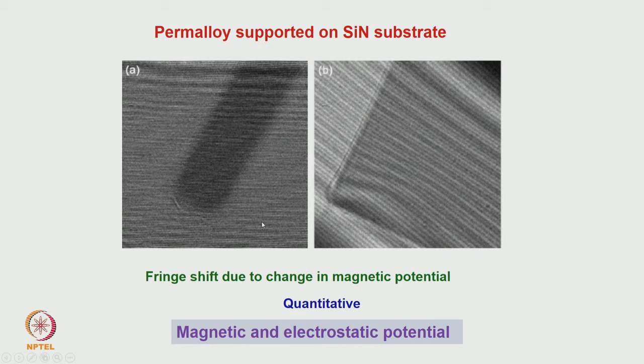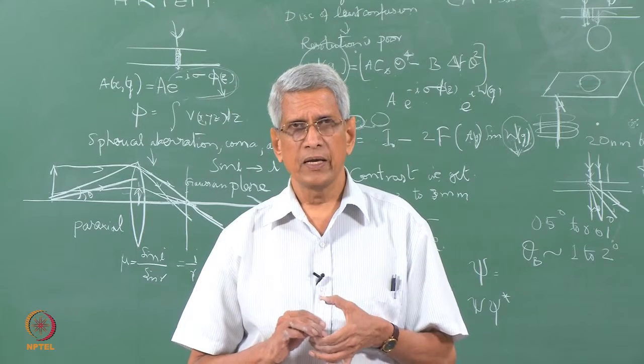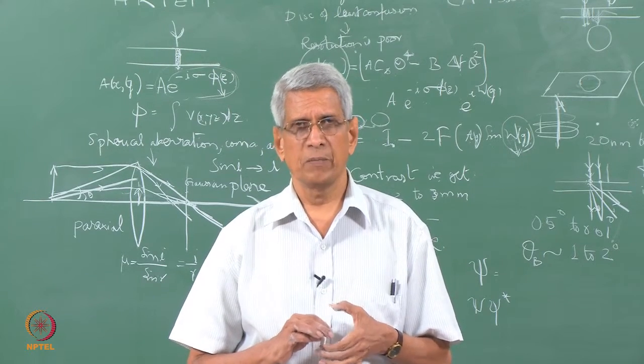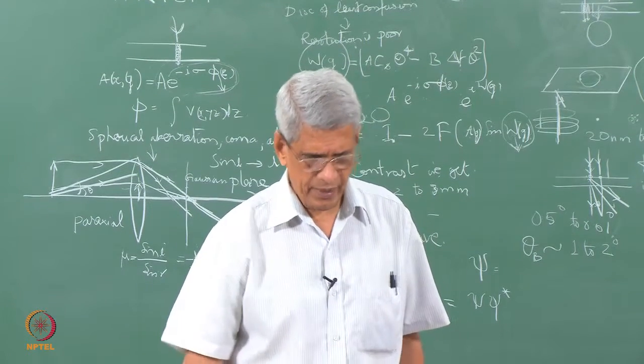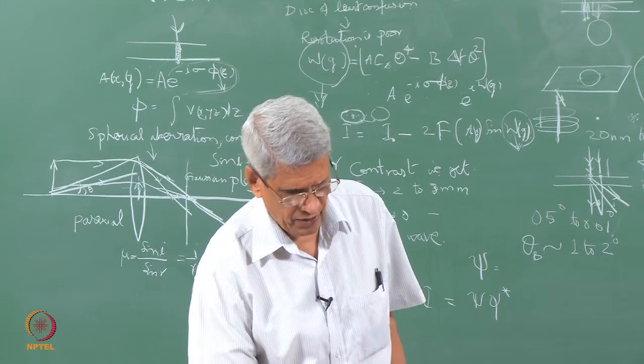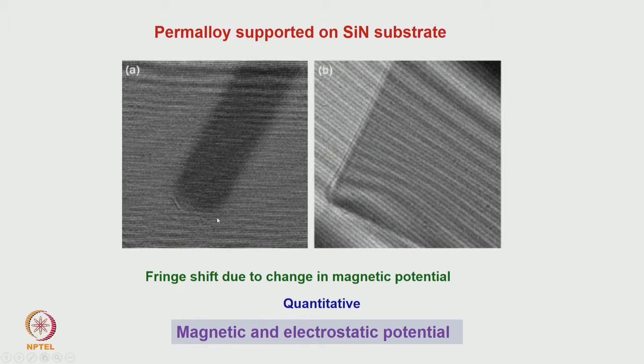As I mentioned earlier, in Lorentz microscopy we can find out the magnetic domains, but we can find out the intensity of the magnetic field and the direction. But in the case of electron holography, we can get not only the domain information, but also the direction of the electrostatic field or the magnetic field. That is, in the case of a magnetic material, it is magnetic domain information.